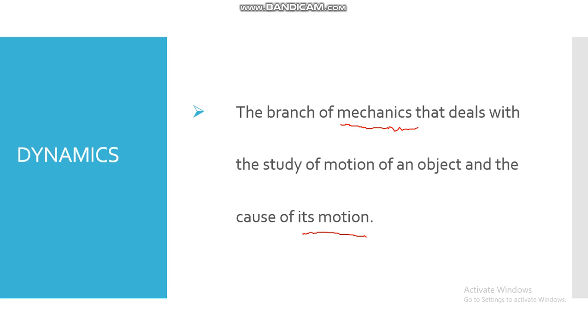Here I may stop you for a second and remind you about the definition for kinematics. In kinematics, what was the definition? The branch of science in which we study about the motion of an object without discussing the causes of motion. It means that in kinematics we also discuss the motion, but we don't talk about its causes. But in dynamics we study the motion of an object, and also one more additional thing is that we talk about the causes of its motion, that what are the causes because of which a motion occurs. So this is dynamics.